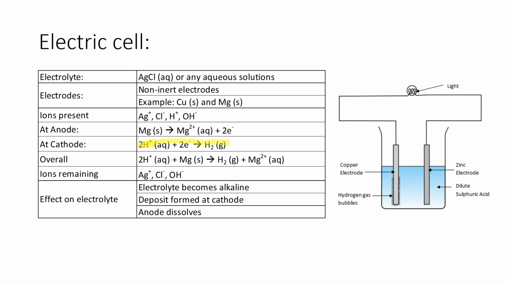Again, the overall is just combining the two equations. Before that, you need to make sure the electrons on both sides are balanced, which is 2e- and 2e-. Then you just combine the left side, left side, right side, right side. That's all. Then next, we know that the ions remaining are these three, because H+ is discharged already. So the conclusion is the solution becomes alkaline because of the OH-. Deposits form at the cathode, and the anode dissolves because the anode forms ions.